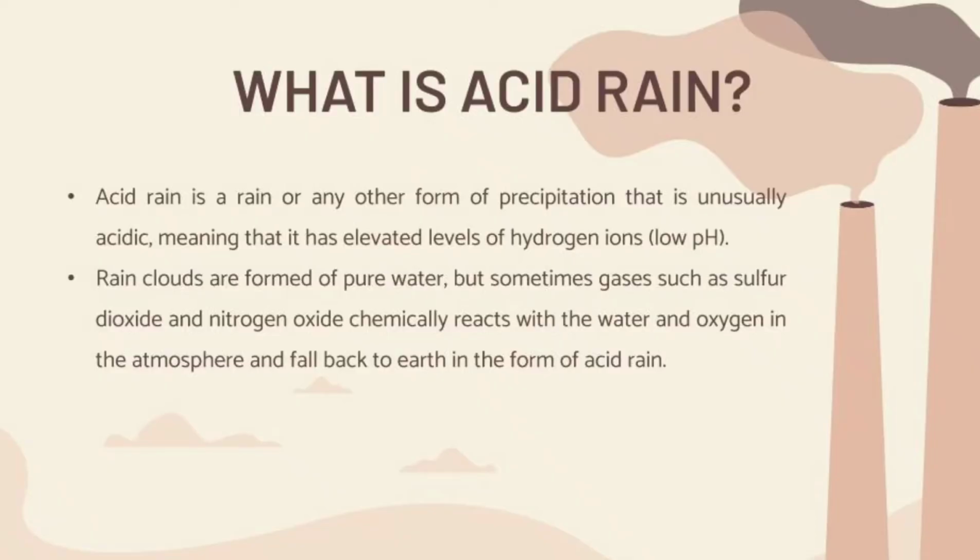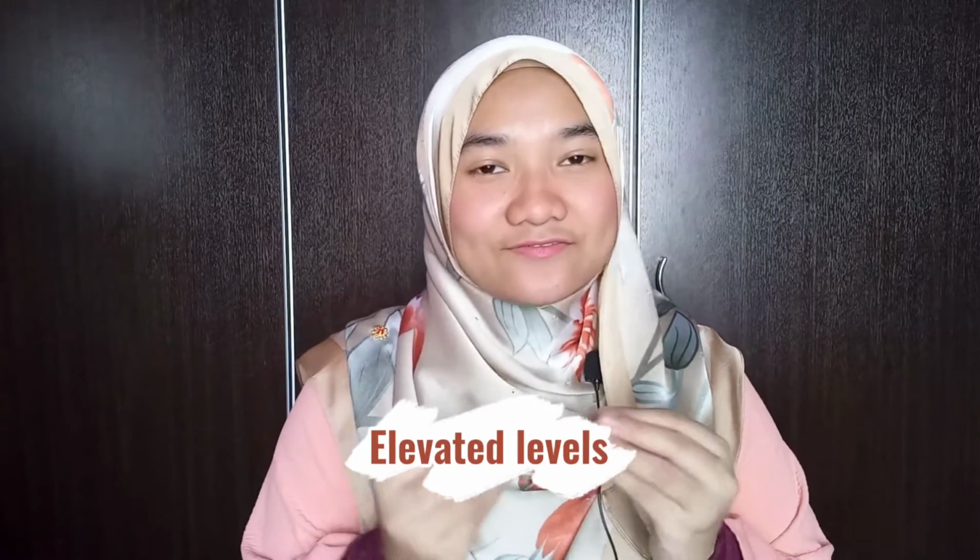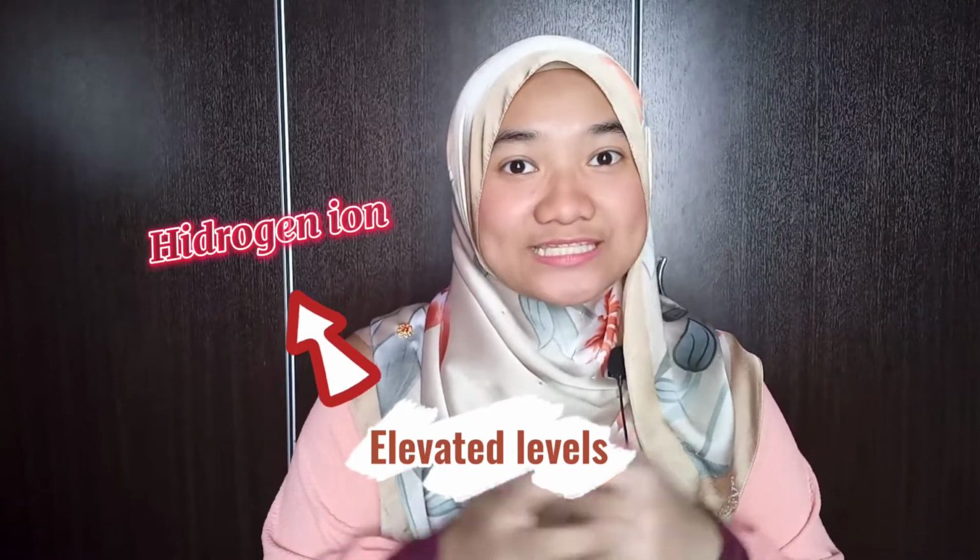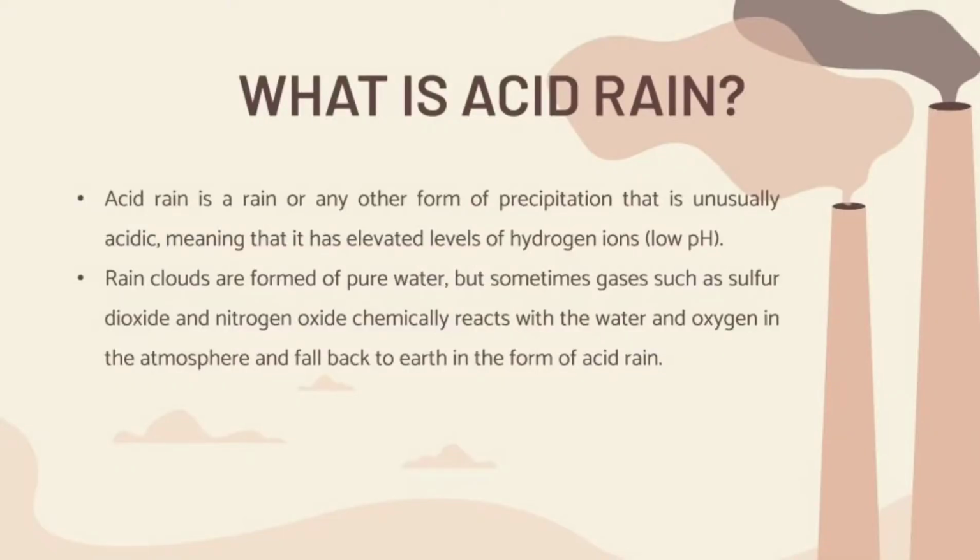So what is acid rain? Acid rain is a rain or any other form of precipitation that is unusually acidic, meaning that it has elevated levels of hydrogen ions, which means low pH. Basically, we know that rain clouds are a form of pure water, but sometimes gases such as sulfur dioxide and nitrogen oxide chemically react with the oxygen and the water at the atmosphere, and this will fall back to Earth in the form of acid rain.